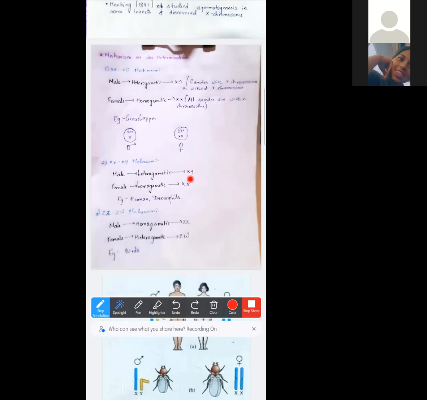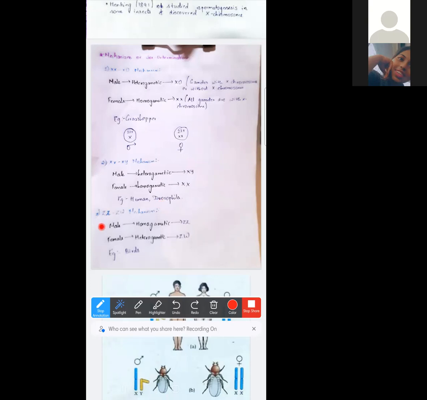Here, the difference between XX-XO and XX-XY is that in XX-XO only an X chromosome was present in males, but here a Y chromosome is also present. In XX-XY, females are homogametic, that is XX, therefore all the gametes produced will have the X chromosome. Examples of the XX-XY mechanism are human beings and Drosophila.